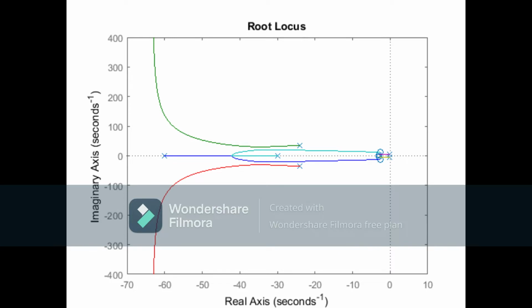The root locus is a graph that allows us to see how the poles of the closed loop system change as we vary the value of k.